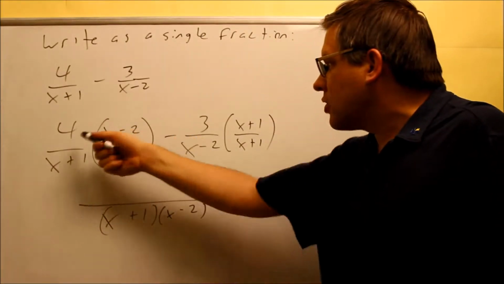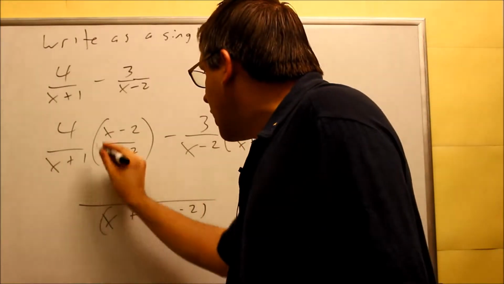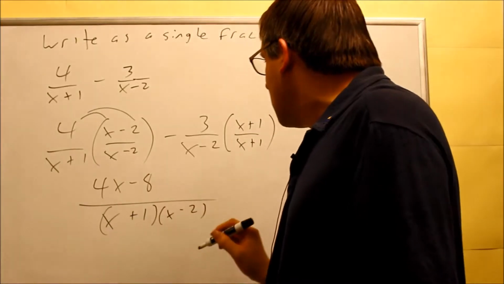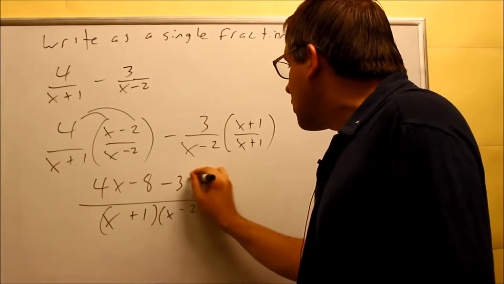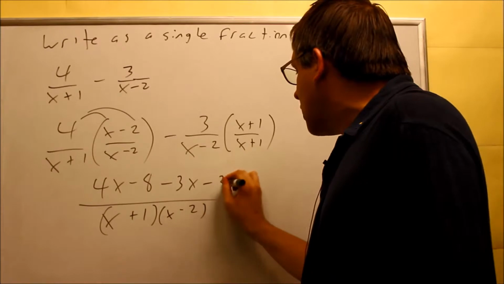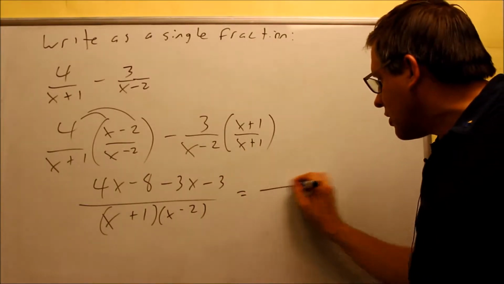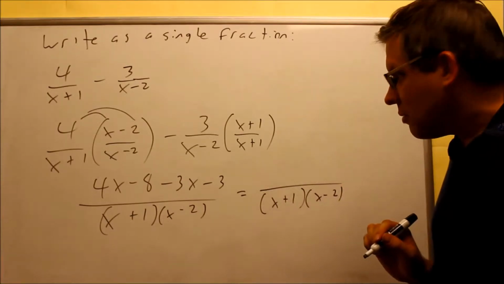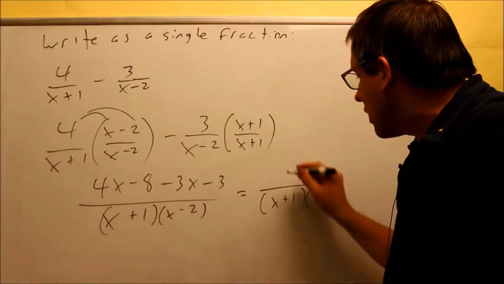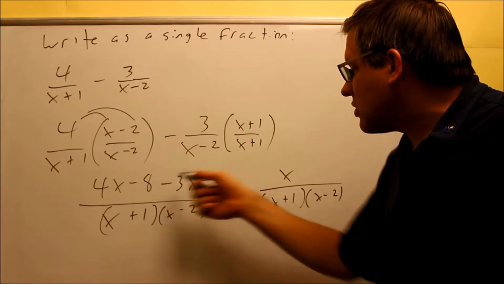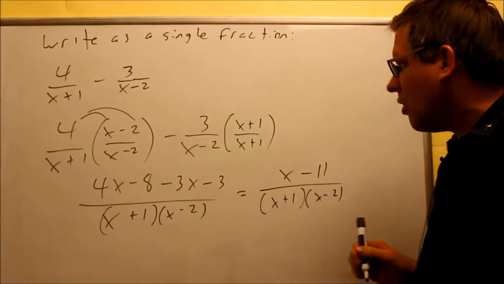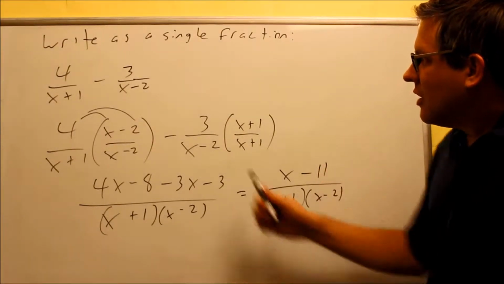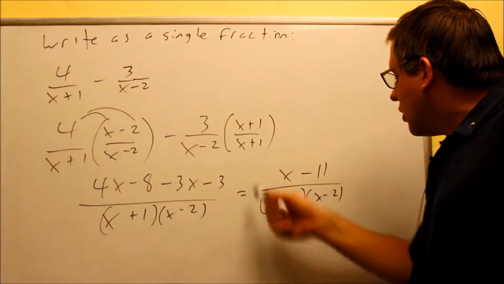And on top, I would multiply across here. If I multiply this one, I would get 4x minus 8. And then I would do minus 3 minus 3x. And then minus 3 here. If I were to combine the like terms together, I have my common denominator down here, and I would have 4x minus 3x is x, and minus 8 minus 3 is minus 11. So this is something that you've done before in a previous class. Combine two fractions together into a single one.